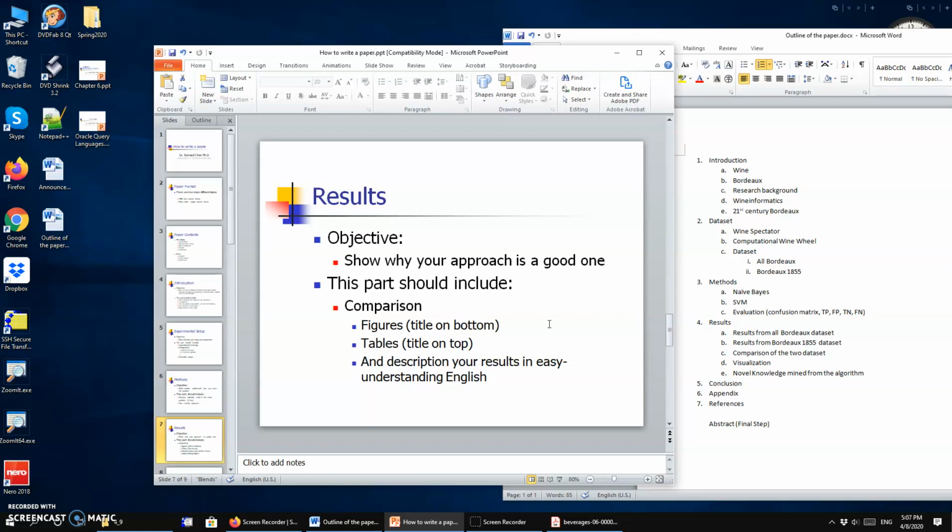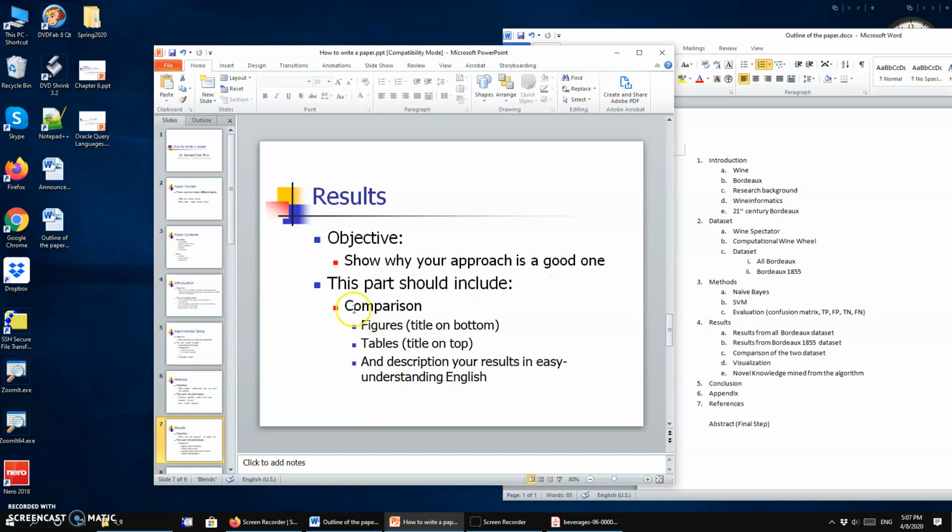Some of you have some difficulties, so that you are not able to run the whole data set, and you want to report those things over here. So the result is the most dynamic part. That's why I want you guys to write your result to report your performances in this semester. So the objective is to show why your approach is a good one, or why your approach needs to be documented.